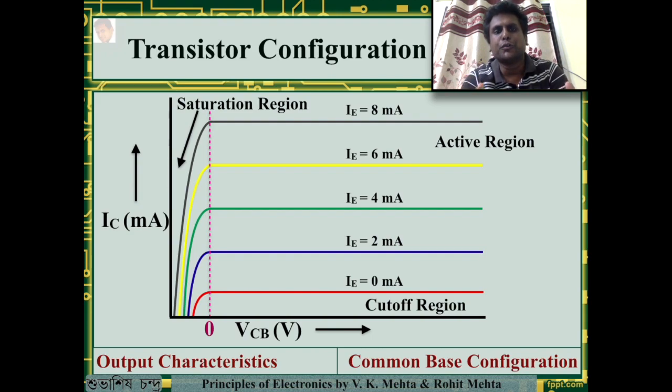So we have seen two uses of the transistors here. One is the switch, in which it can be made to switch between the saturation region and the cutoff region, and the second, the amplifier, where the transistor is operated in the active region. Mostly the transistor is utilized or operated in the active region only. Let's move to the transfer characteristics.